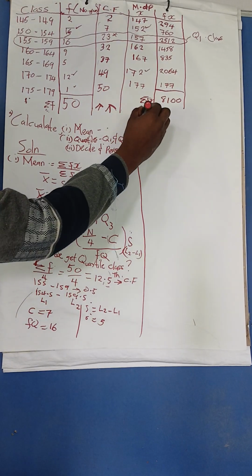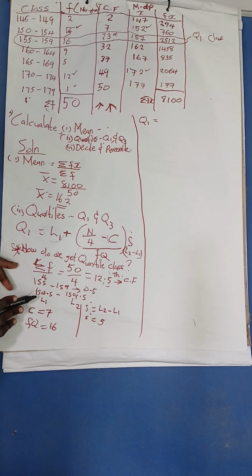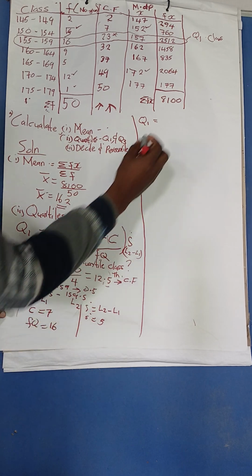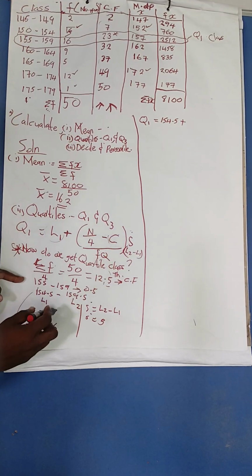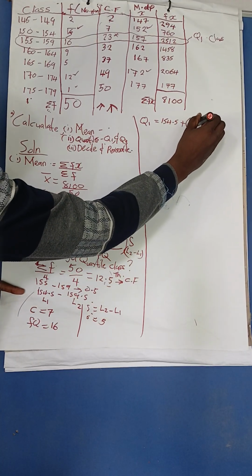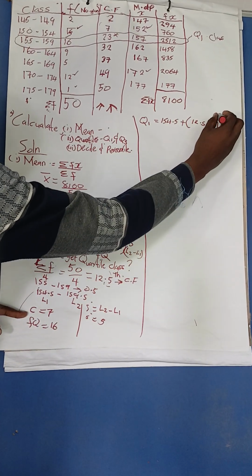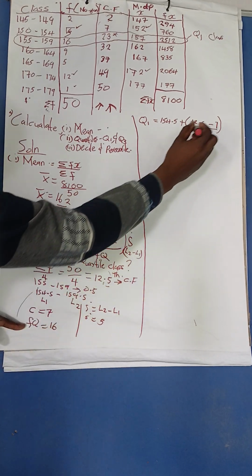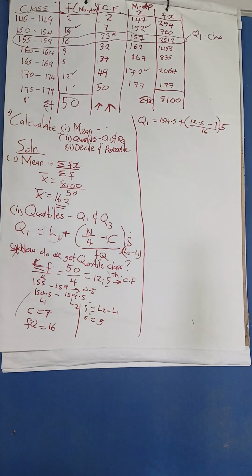Our Q1 will be equal to L1, which for this case is 154.5, plus n divided by 4. N divided by 4 is 50 divided by 4, which is 12.5. Then 12.5 minus C, the cumulative frequency before the quartile class, which is 7. Close the bracket. Our FQ is 16. Then outside there we have 5. Good. So you can start solving the bracket.